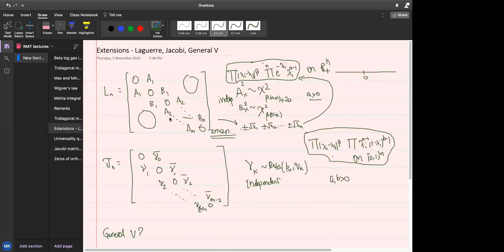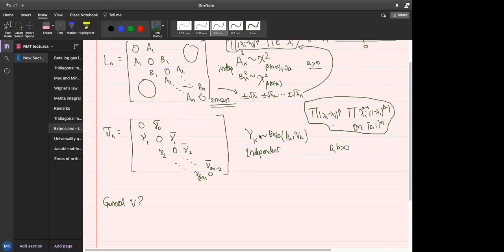So I'll make a remark about these. For the Jacobi ensemble also, there is a matrix model like this, where you have some beta random variables, and I have not written what the parameters of those betas are. They have to be chosen appropriately depending on the parameter beta that we want, and A and B. Those p_k's and q_k's depend on beta, A and B. Again, you have a 2n by 2n matrix. The eigenvalues are going to be plus minus square root lambda 1 up to plus minus square root lambda n, where the lambdas will have this Jacobi ensemble density. So this is the Laguerre, this is the Jacobi.